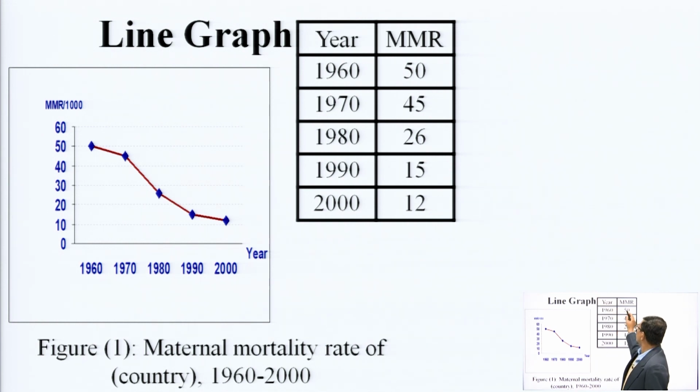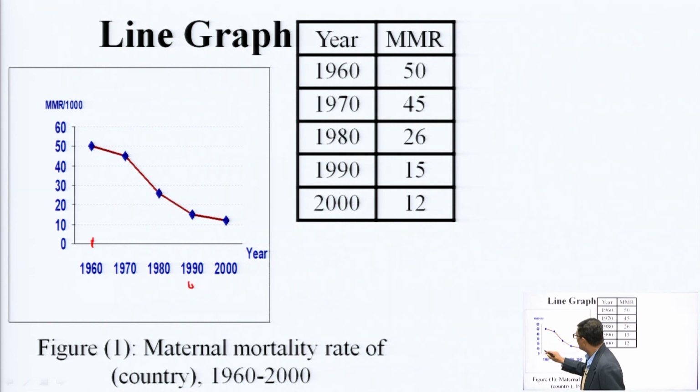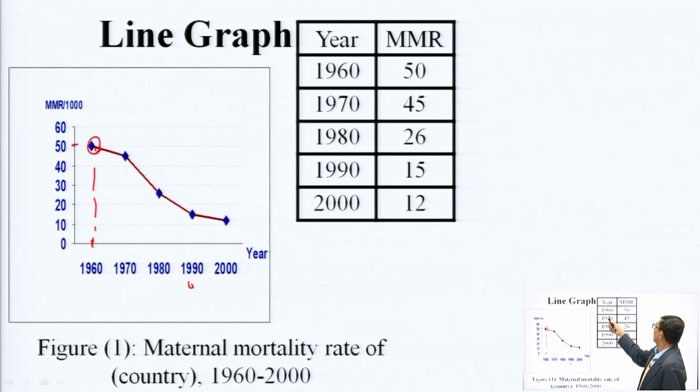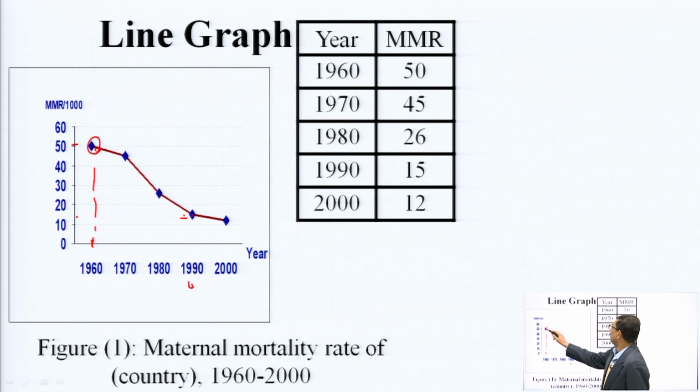The first is 1960, which is 50. So, if 1960 is here and the point 50 is here, we move like this and find a point. Similarly, 1970, 45, here 1980, 26, 1990, 15, this point is here, 15 lies here, and 2000, this is 12. So, we get these points, and if we join all these points with a straight line, then we find the line graph.